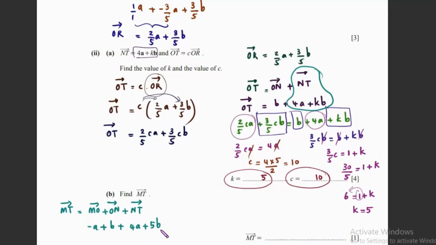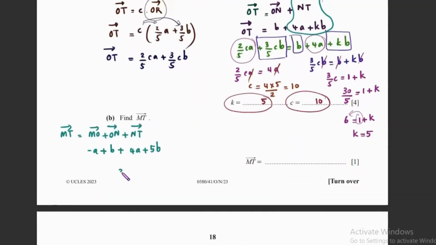Now I need to combine them together and see what I get as the value for M to T. When I do that, I get 3A plus 6B as the answer for M to T. So 3A plus 6B is the answer.